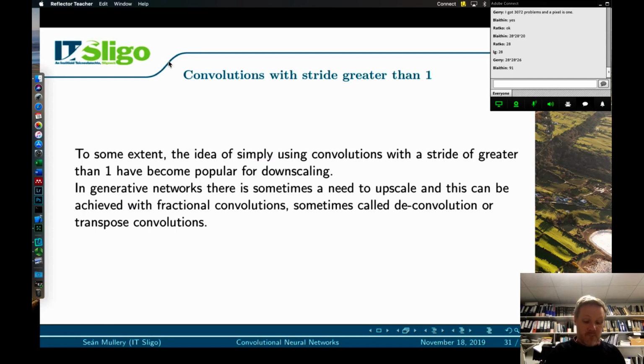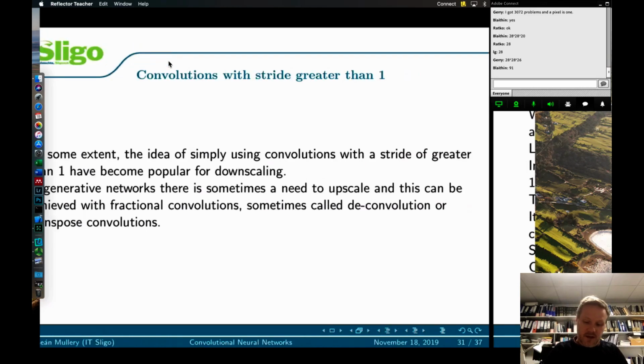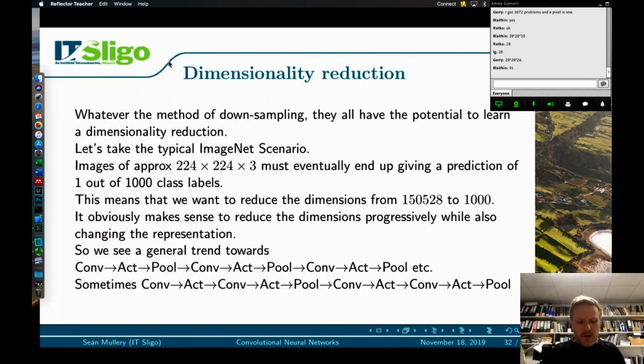Okay, more than that I can't really answer, but certainly there doesn't ever seem to be any sort of anti-alias filtering before any of this downscaling. So whatever the method of downsampling, they all have the potential to learn dimensionality reduction.